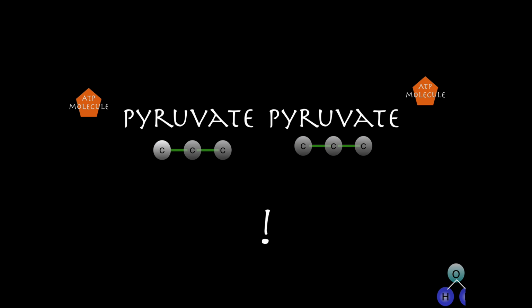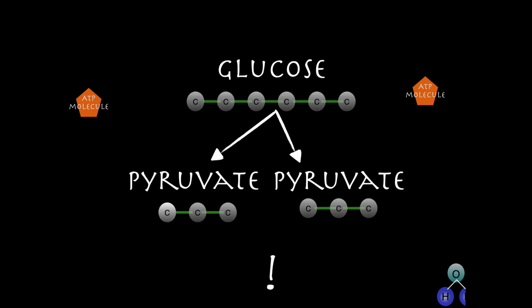Pyruvate will now go into the mitochondria, and it will be converted into acetyl coenzyme A, which we'll talk about in the next video. But this is essentially a summary of how glucose is broken down into 2 pyruvate molecules. That's essentially the biggest takeaway from this video. Not so much the process of each one of the steps, but just that you remember how glucose is broken down into pyruvate and that it makes a net of 2 ATP.